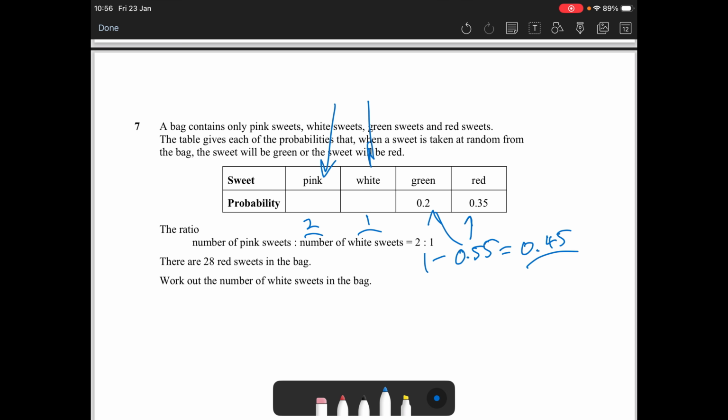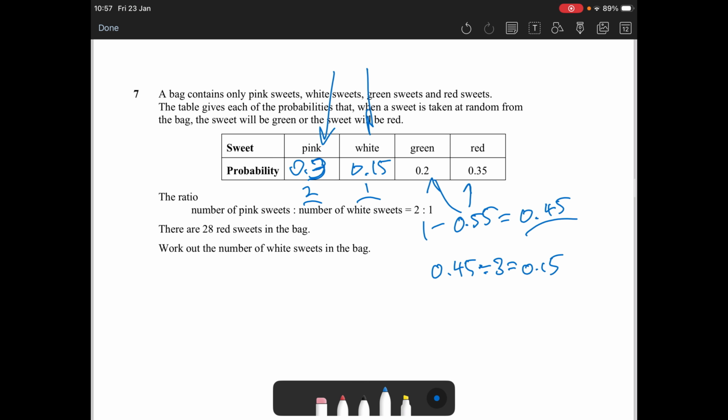The ratio means there's 3 parts. We will divide 0.45 by 3, which is 0.15. And that'll be the white part, right? So 1 part of my ratio is 0.15, meaning pink will be twice that amount, so it'll be 0.3 or 0.30. I'm not going to write the second 0, it's not necessary. So I've done the table. Let me read the rest of the question.